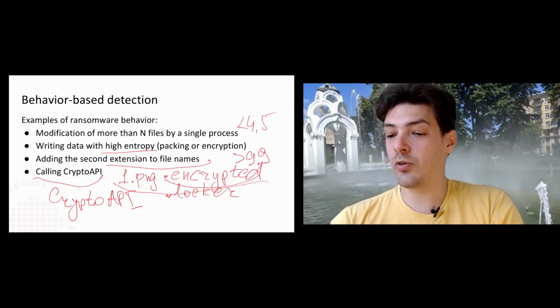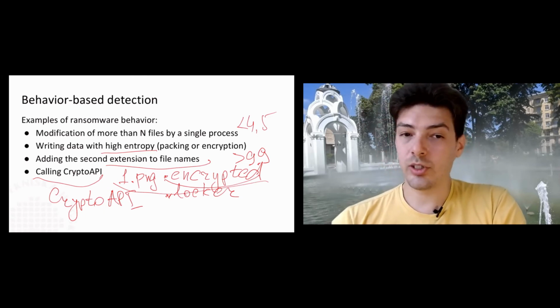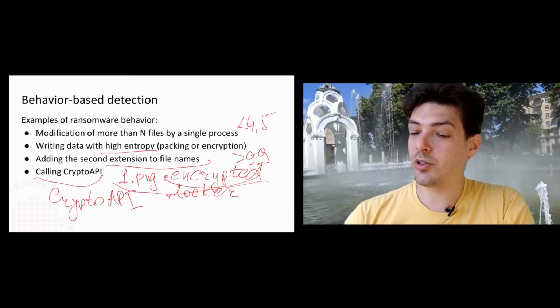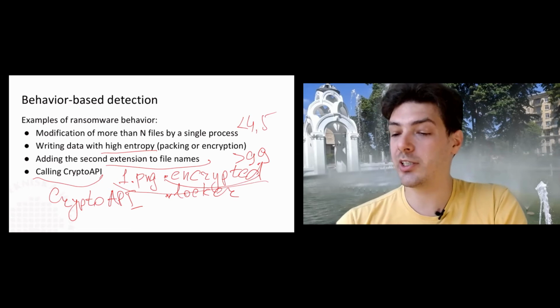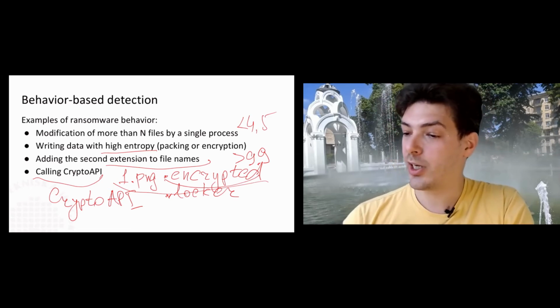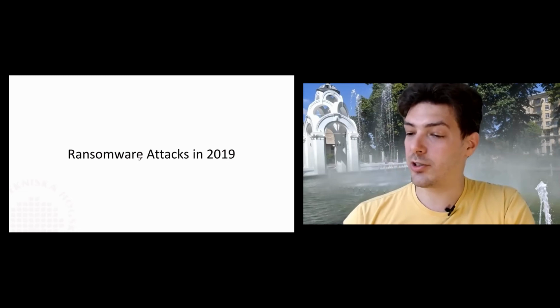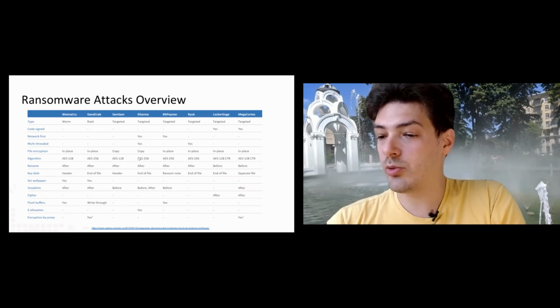The thing is, all these requests can be monitored and logged, and the ransomware authors usually try to avoid using standard crypto API because this can be detected by anti-malware solutions. And I'm going to show how they avoid this detection. So let's switch to ransomware attacks.